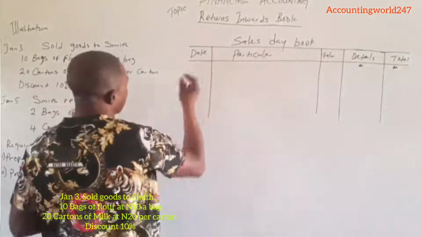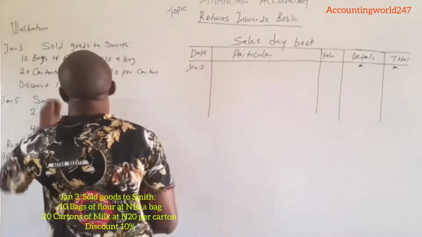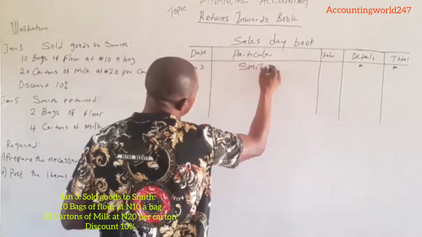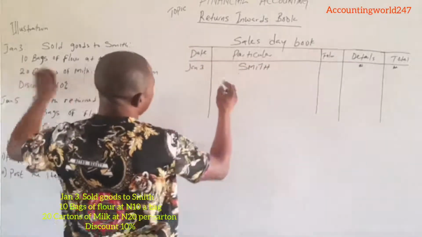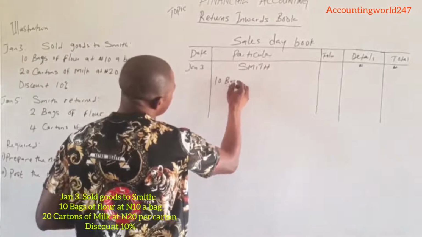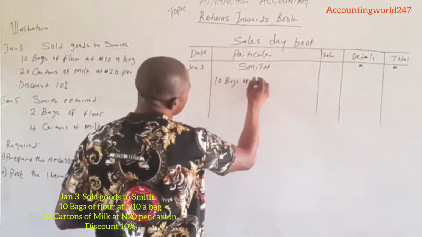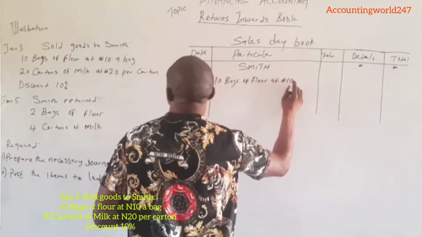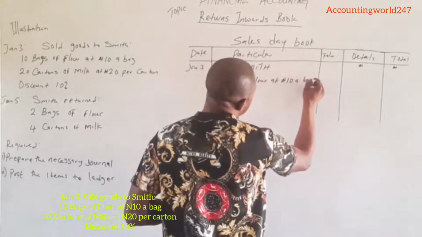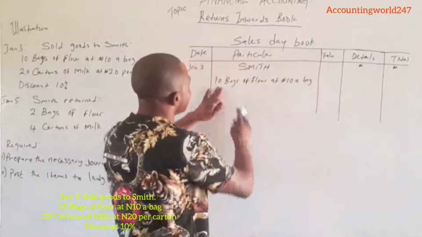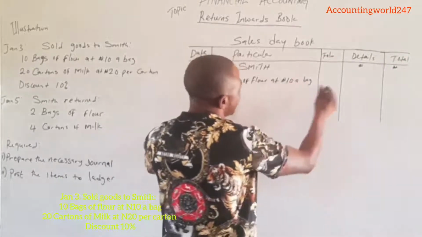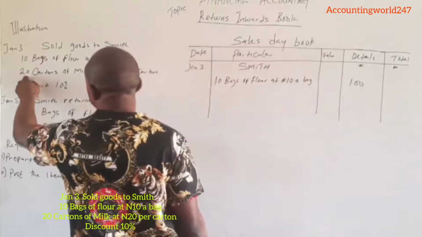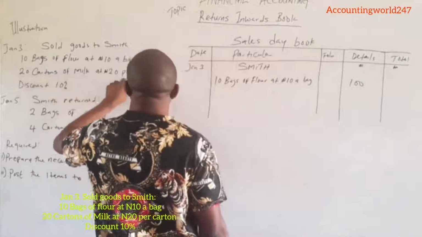The January 3rd, sold goods to Smith. We have Smith to be the debtor who bought goods on credit. Now, Smith bought 10 bags of flour at 10 naira each. That's 10 naira a bag. If we look at this, that will be 10 bags multiplied by 10, which is the same as 100 naira. Then the second transaction here is 20 cartons of milk at 20 naira per carton.